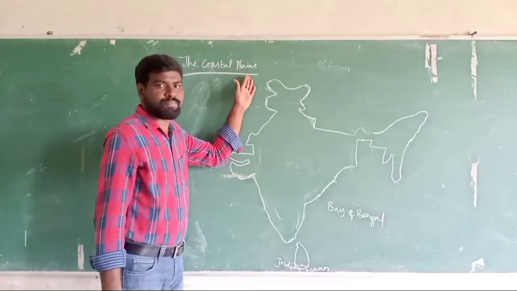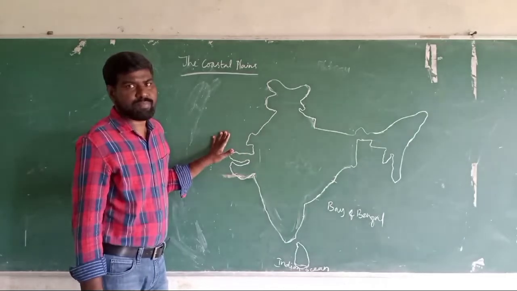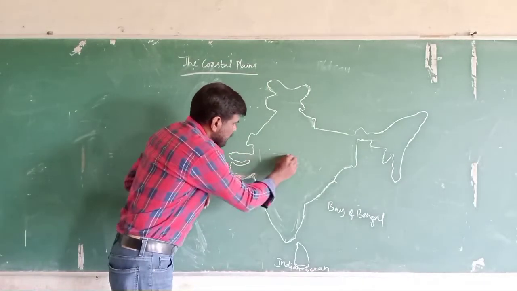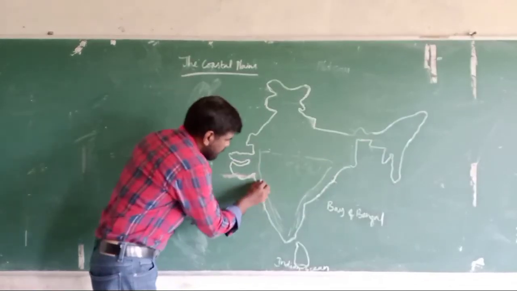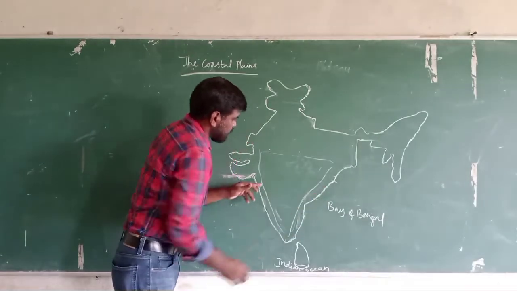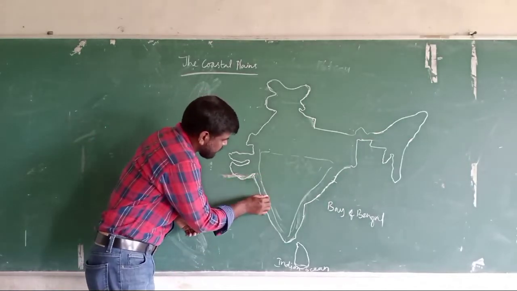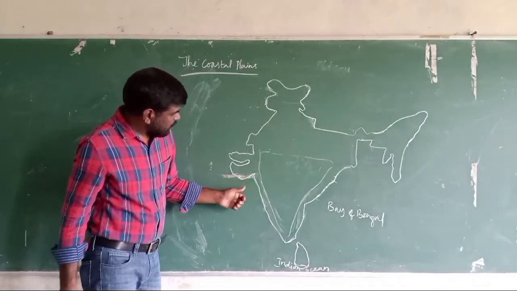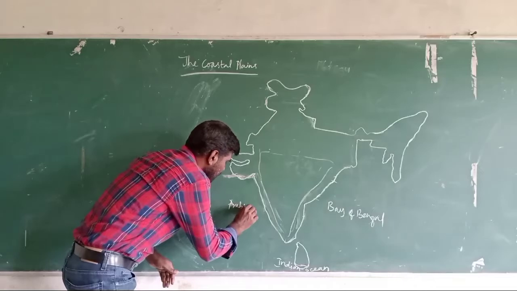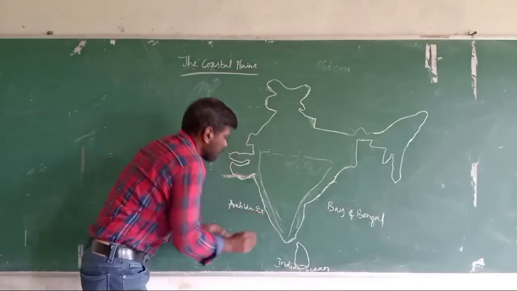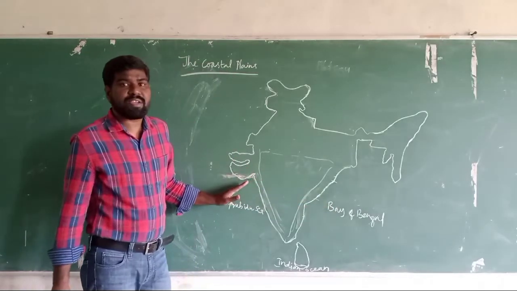Coastal plains is one of the major physical divisions of our country. The southern part of this peninsular plateau, that is the Deccan Plateau, is flanked by coastal plains along the Arabian Sea and Bay of Bengal with varying width.